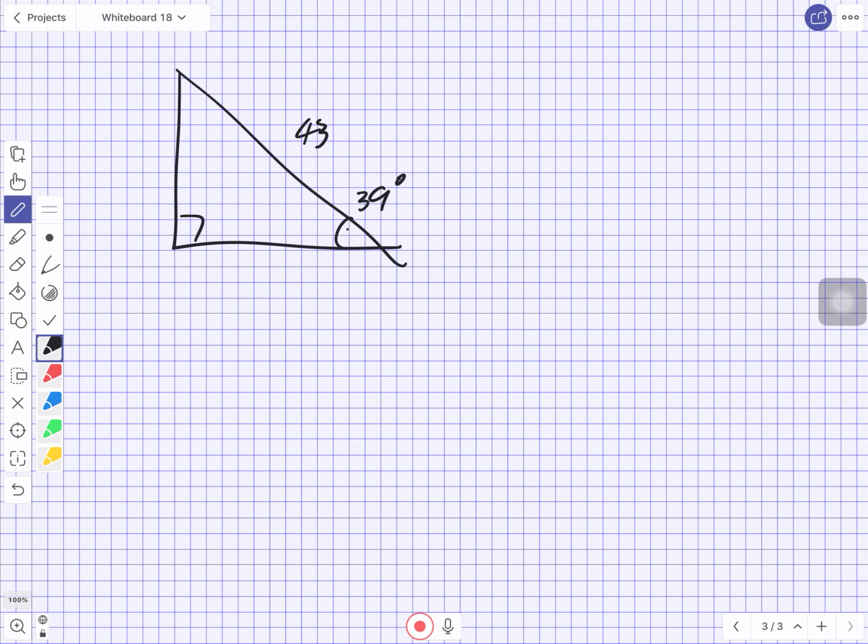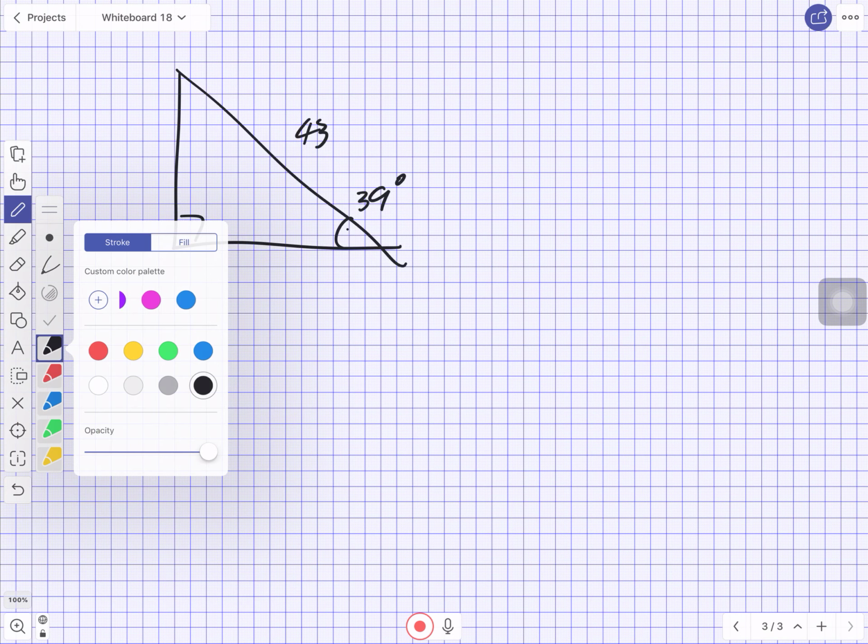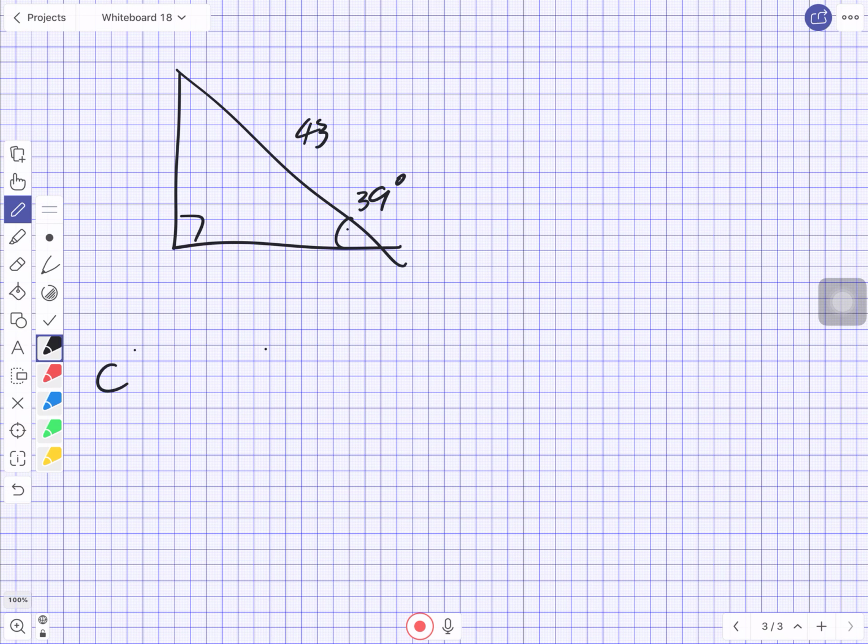Okay, so they've given us no letters, right? They haven't called anything A, B, or C. So we're going to go about naming it. So let's start with our cosine law that I've memorized here. So I have C squared is equal to A squared plus B squared minus 2AB cos C.